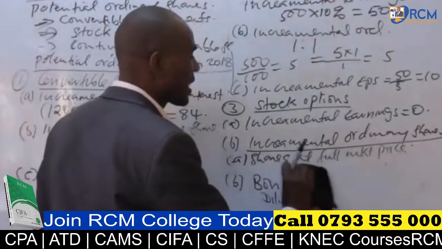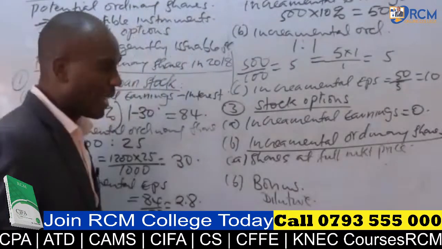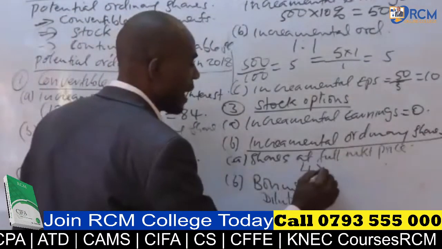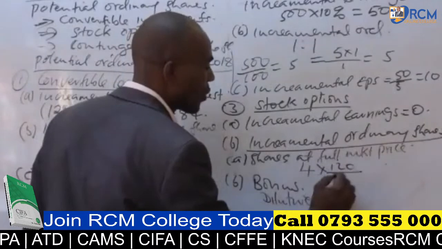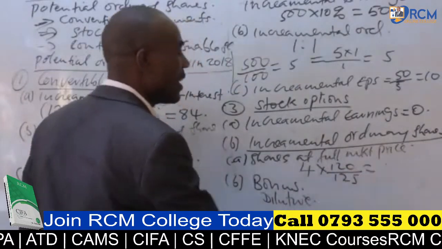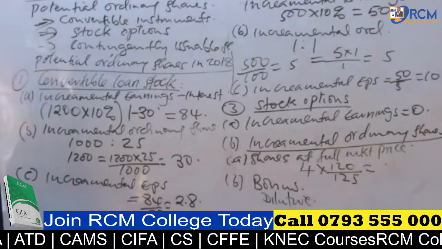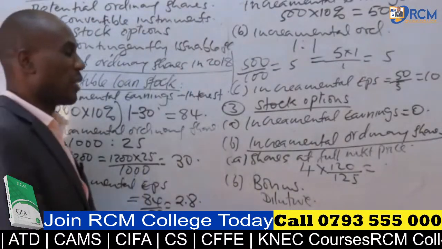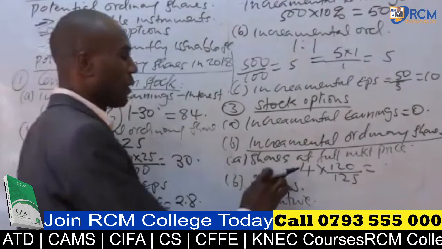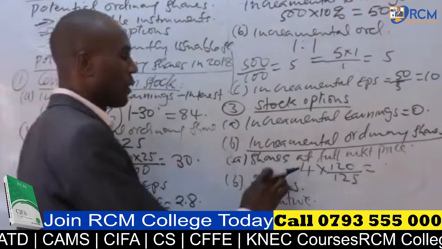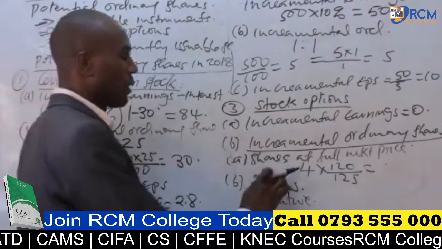How many shares are there at full market price? It is 4 million times 120. They are paying 120 out of 125. These shares are not dilutive. How many shares are not dilutive? 4 million times 120 over 125. Shares at full market price.